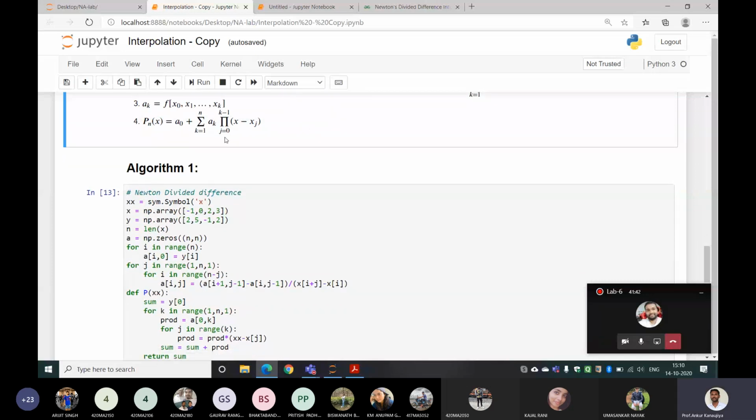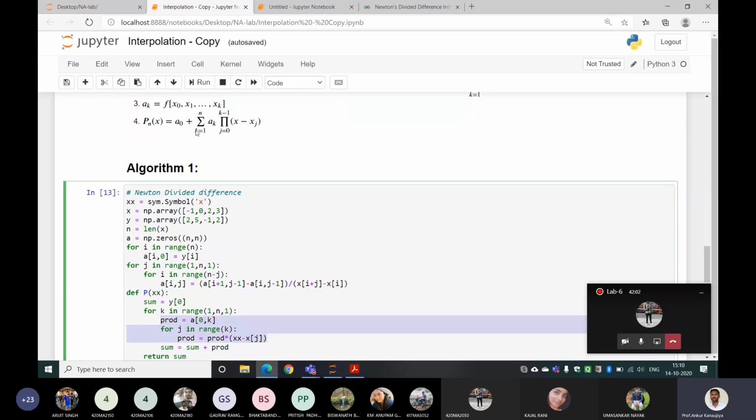It is starting from 0, it will go up to K minus 1. That's why J will start. It will go up to range K, that means K minus 1. Then product will become product into X minus Xj. So I wrote X minus Xj because X is X. So it will give the product. So now these three lines will give the product.